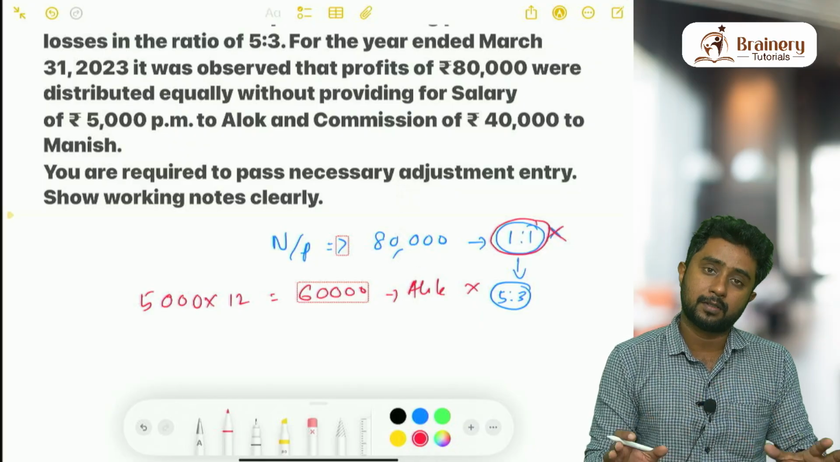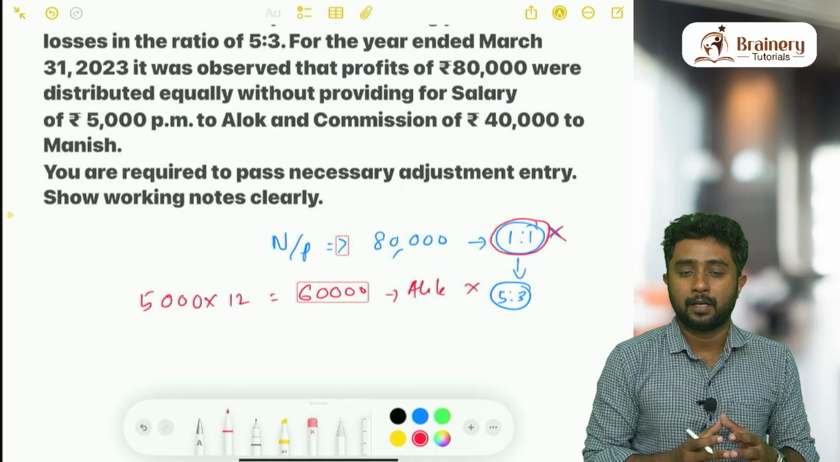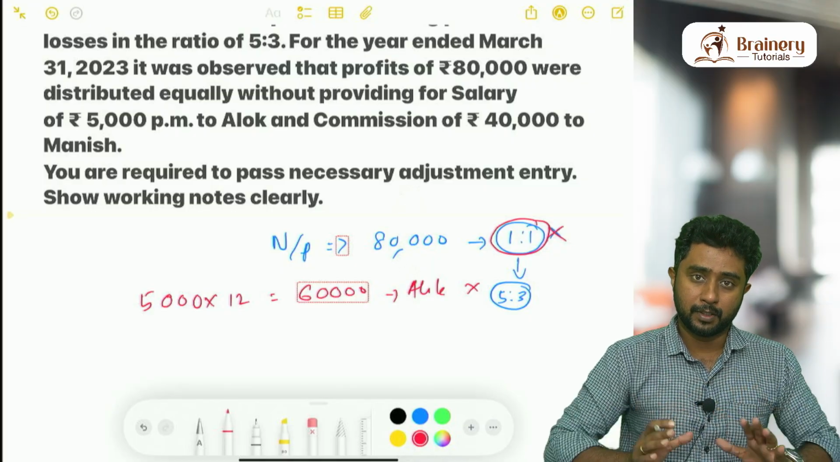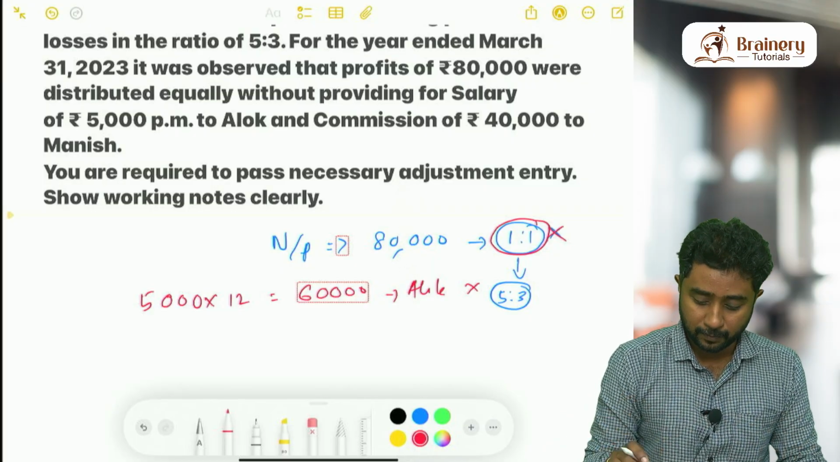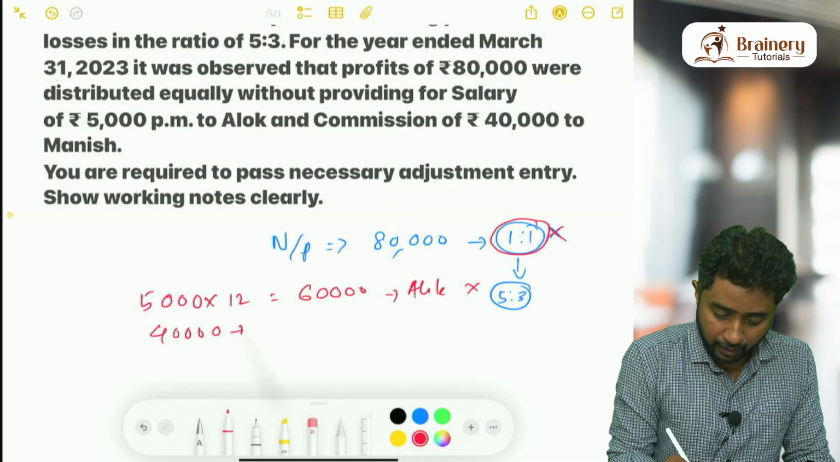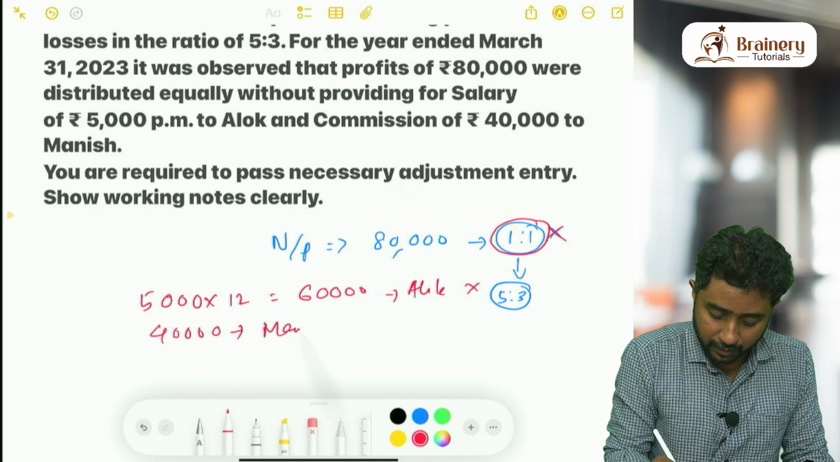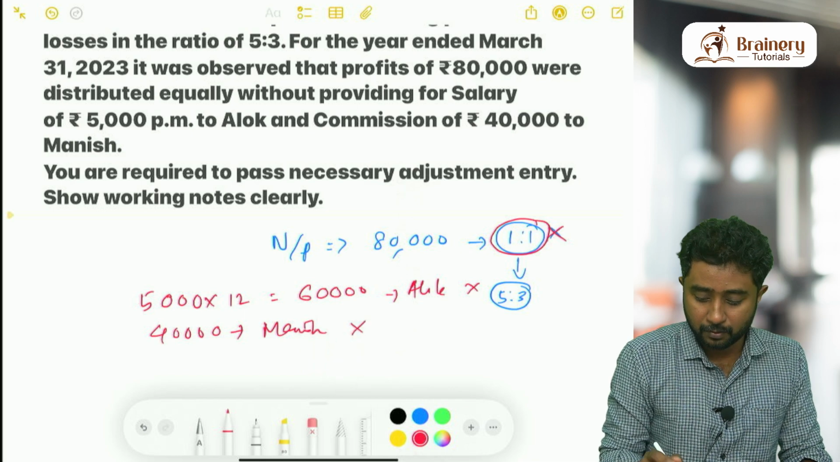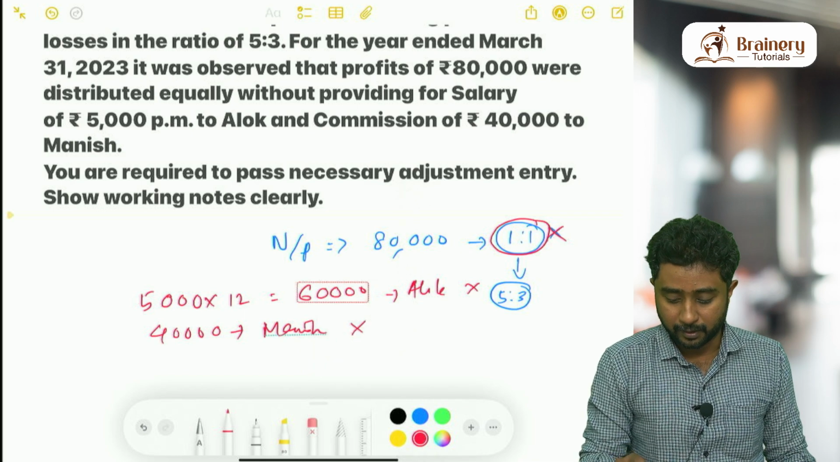Commission, you can take the total amount as such. You don't have to worry about whether it is per month. You can just take it as total commission. That's it. So that is one thing. So 40,000 amount should be paid to Manish again, which we didn't do. So these are the three mistakes that we have done.